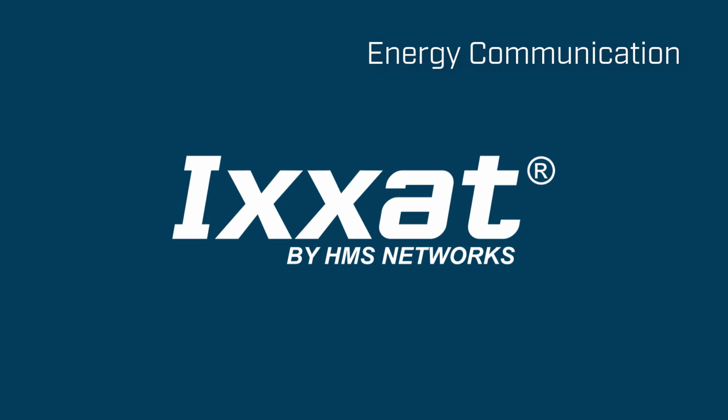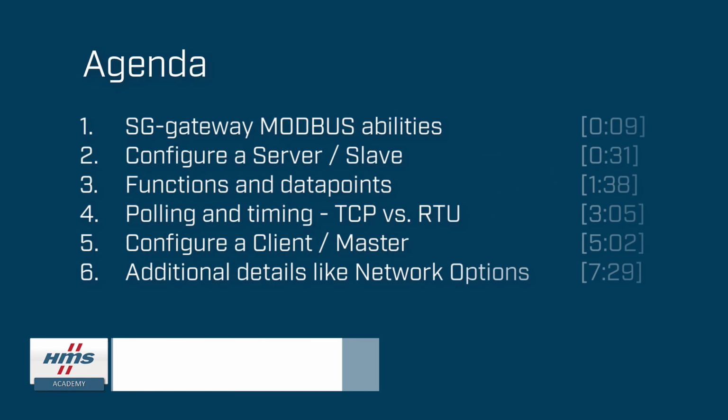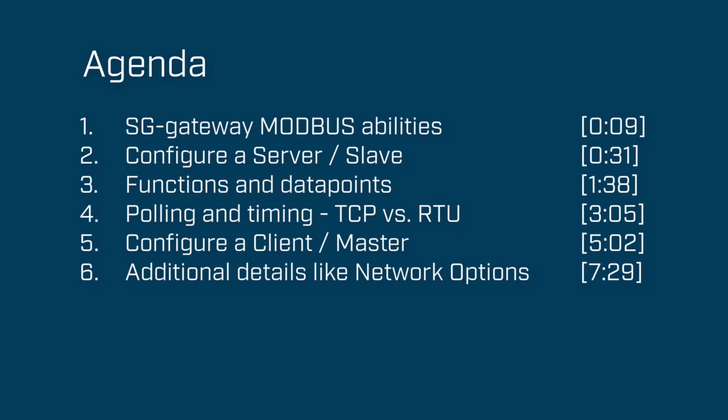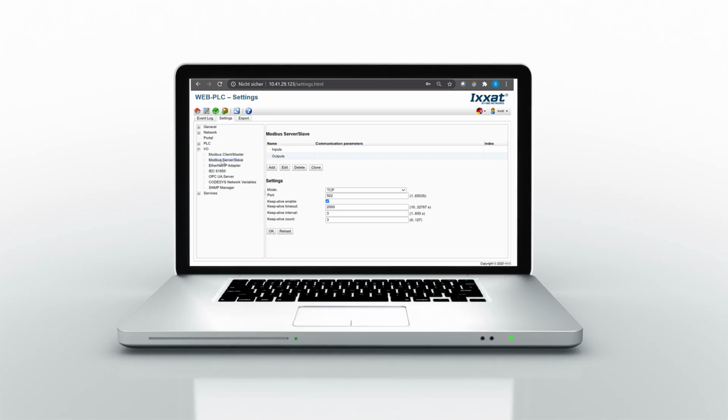Let's have a look at the Modbus TCP and RTU configuration of the SG gateway. The SG gateway simultaneously supports a Modbus TCP server or a Modbus RTU slave, as well as a total of up to 128 Modbus TCP clients and Modbus RTU masters. Note that only one serial port is available. Therefore, slave and master cannot be configured at the same time.